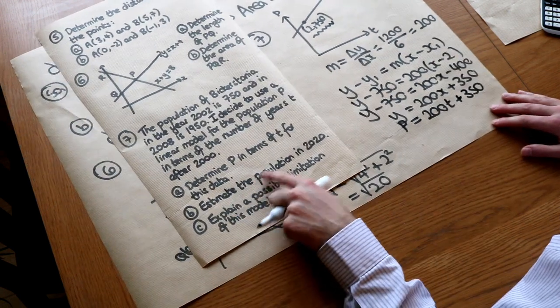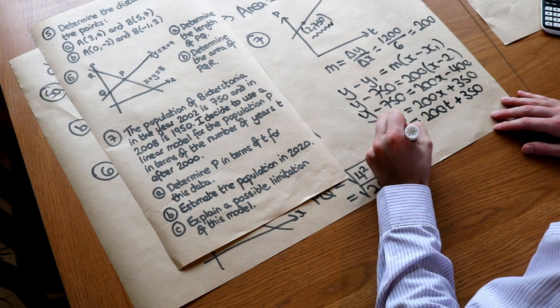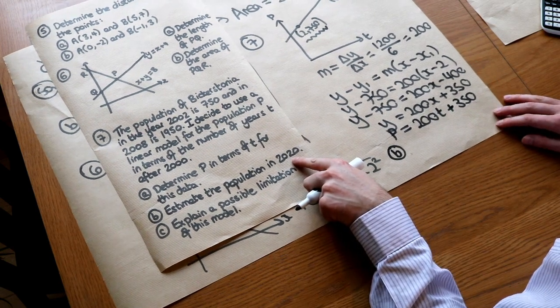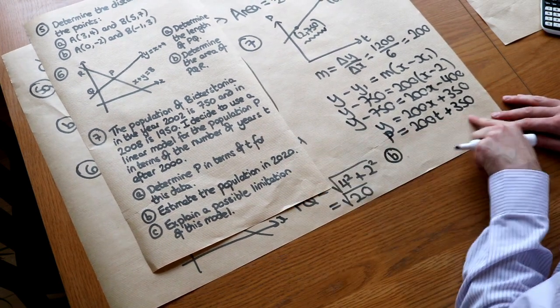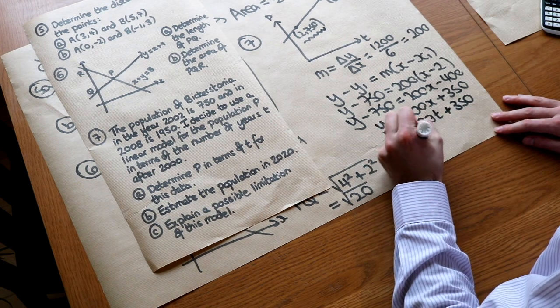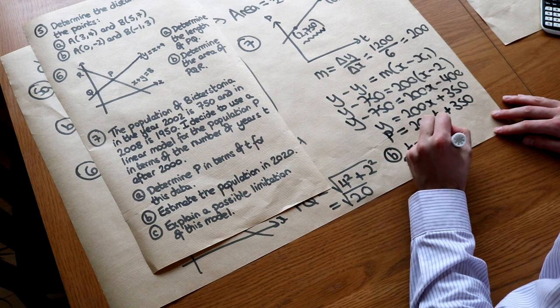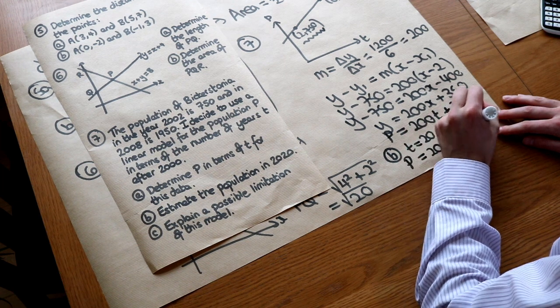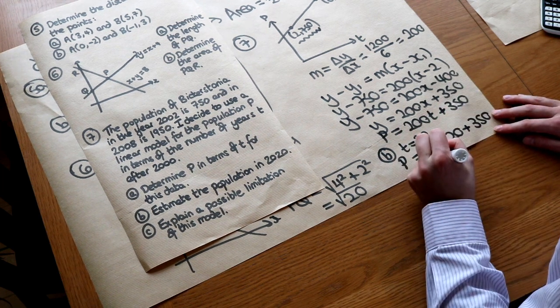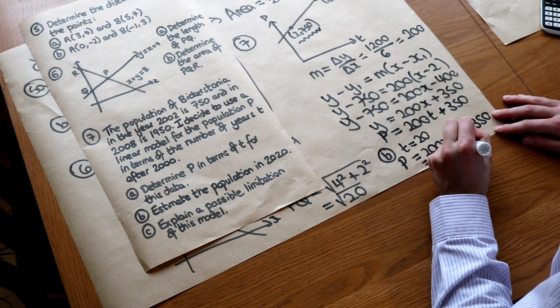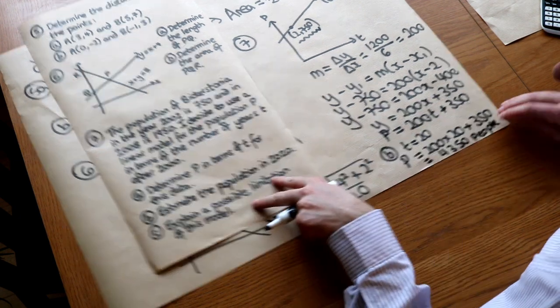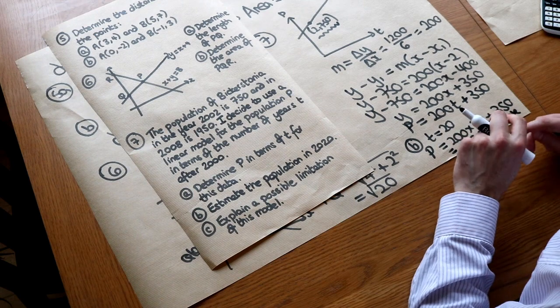So there we go. We've got our linear model, our straight line equation. And then estimate the population in 2020. Well, that's when T is 20. So we can just use our linear model now to make that estimate. So when T is equal to 20, we get P is equal to 200 times 20 plus 350. And that's going to be 4,350 people.